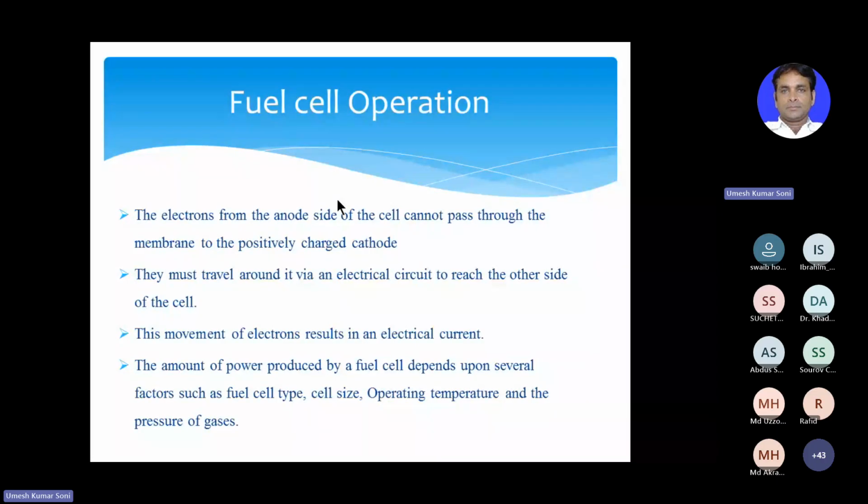membrane or electrolyte. So this movement of electrons in the external circuit results in electric current, and the amount of power produced by the fuel cell depends on the temperature of the fuel cell, the size of the fuel cell, the type of the fuel cell, and the pressure of the gases, like the pressure of oxygen and pressure of hydrogen. So there are different parameters for how much power outcome we get from one unit of the fuel cell.